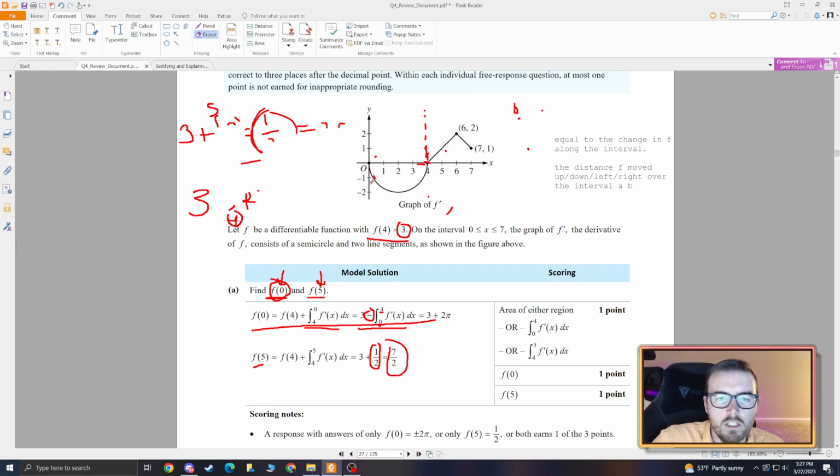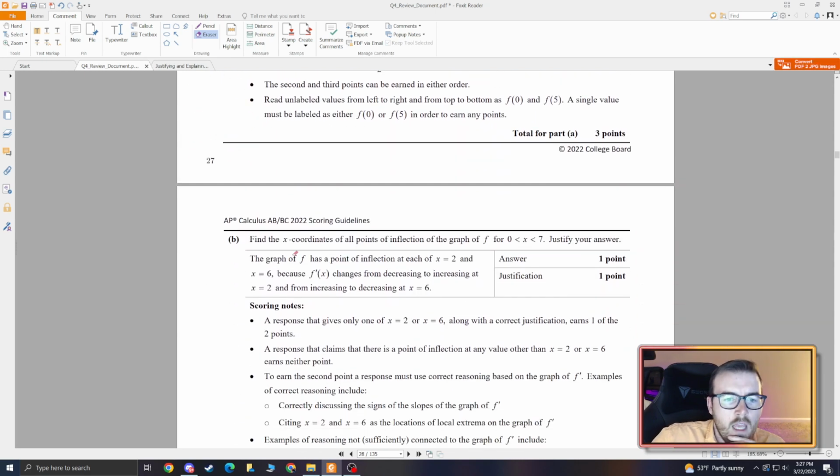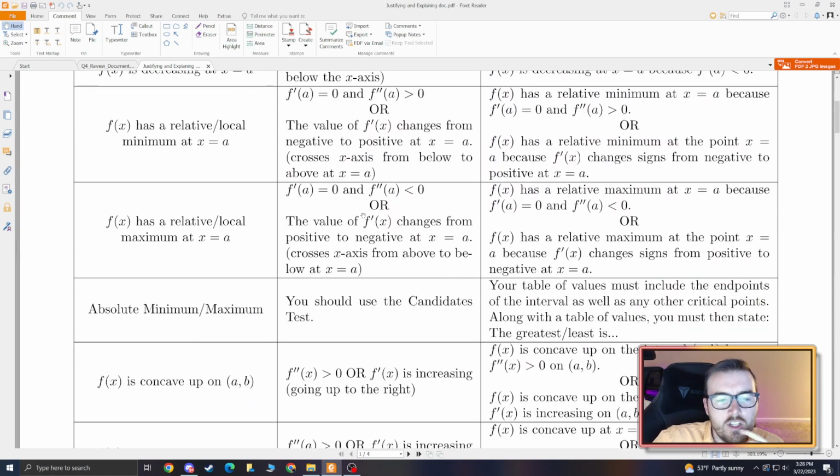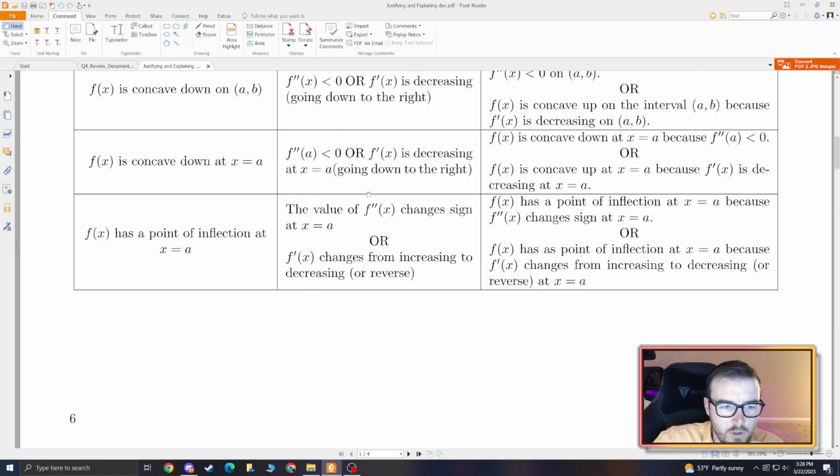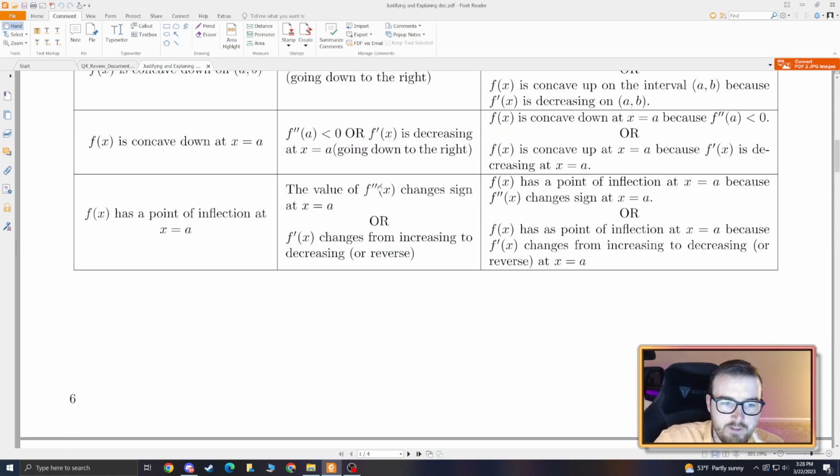All right, so let's move down to the next question, okay? Part B. Find the x-coordinates of all points of inflection of the graph of f for 0 to 7. So, this is my justifications page, and hopefully you somewhat recall what a point of inflection is.